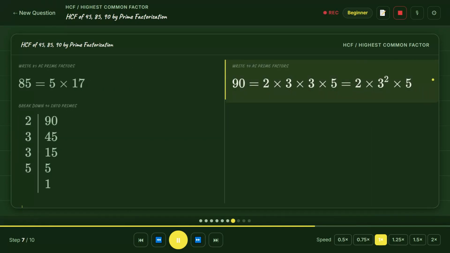Here is 90 written as prime factors. It is 2 times 3 times 3 times 5. We write 3 times 3 as 3 squared.